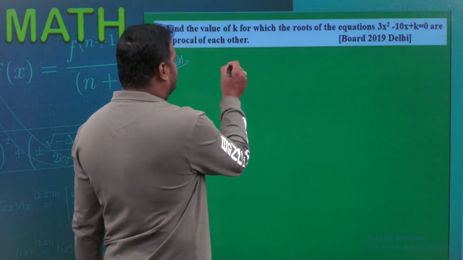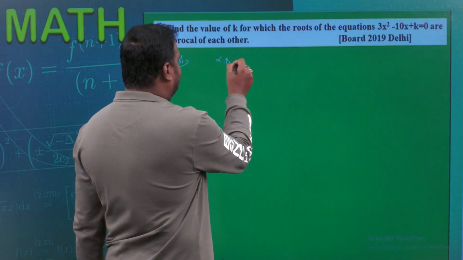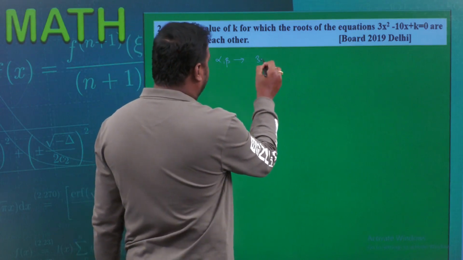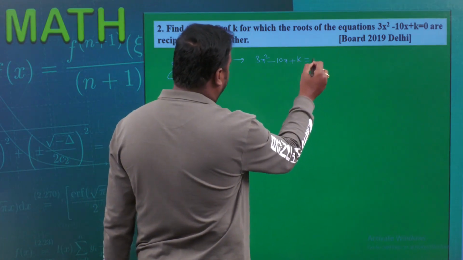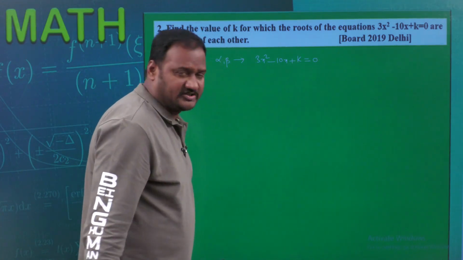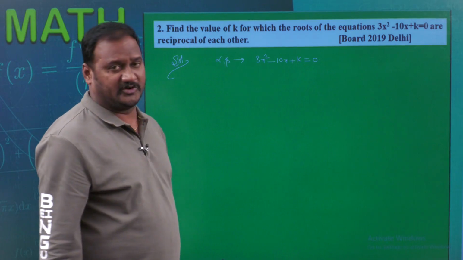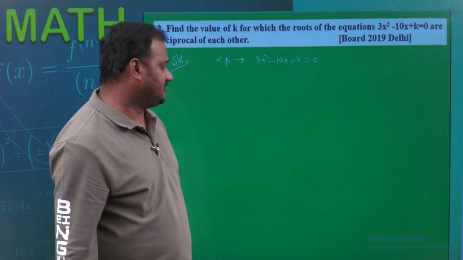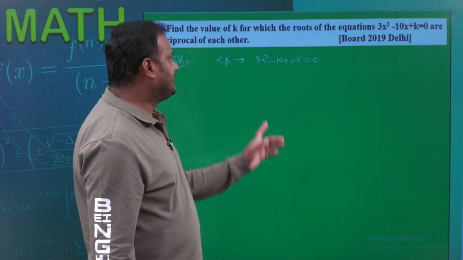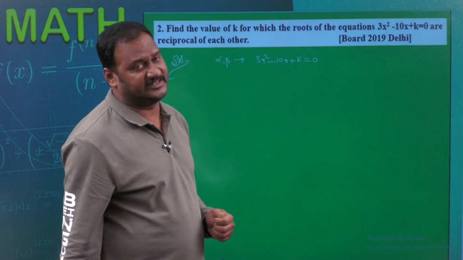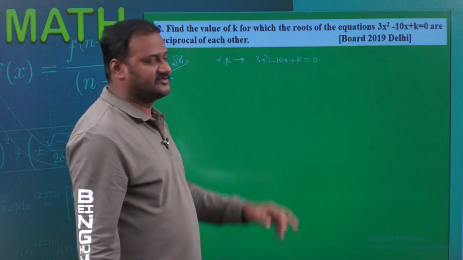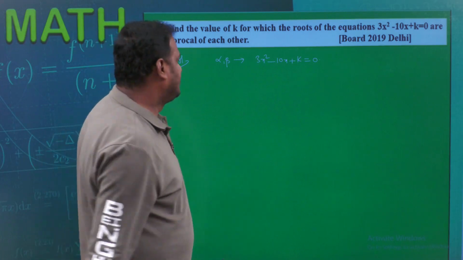Here in the given equation, for example, alpha and beta are the roots of the equation 3x square minus 10x plus k equal to 0. Since it is a 2 marks problem, you will have to provide enough steps according to the marking scheme. Otherwise, you simply say that a is equal to c, so the roots are reciprocals of each other. It means the value of k is going to be 3, as simple as that.